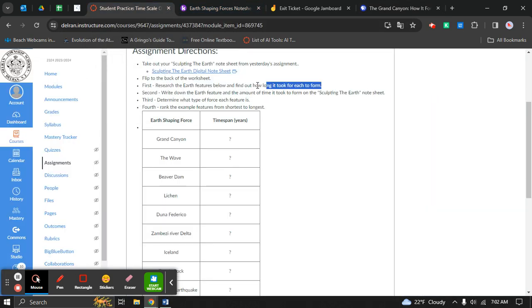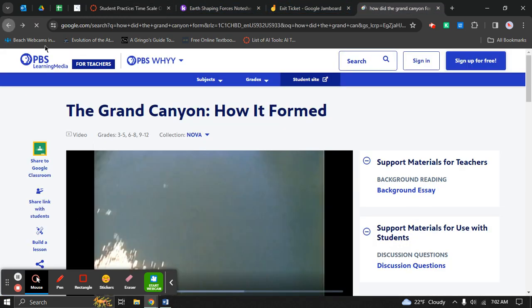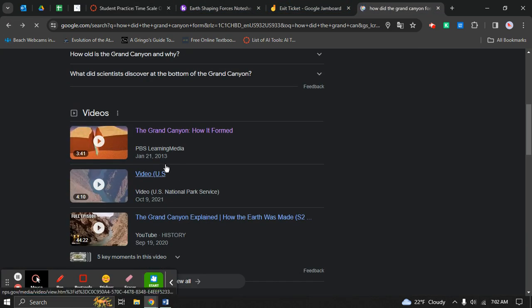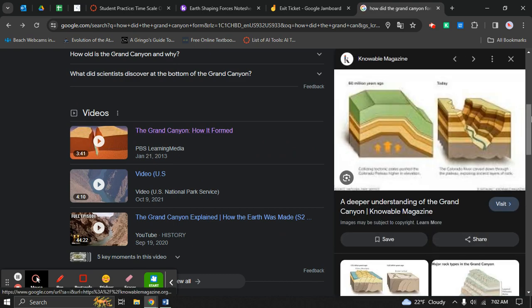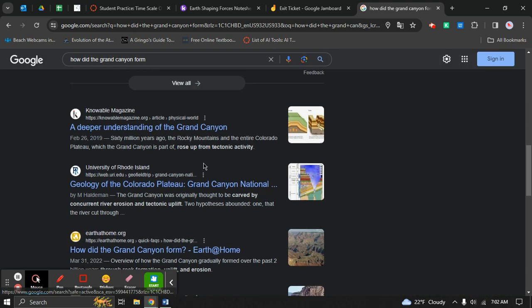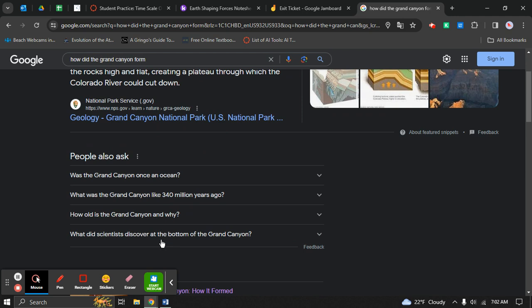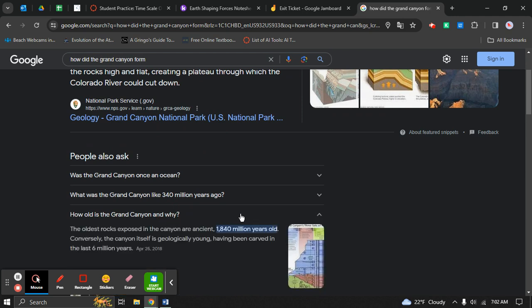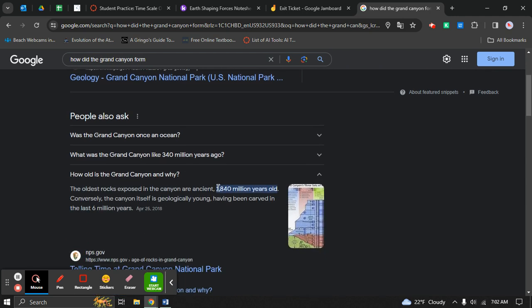What we also need, though, now is how long it took. We figured the second part out, what type of force, the third part. Let's figure out how long it took. So if I go back and do a little more research, right, this is from PBS, that's a good source. Sometimes we get a little bit of help here. How old is the Grand Canyon? It says it's this old. That means that is probably about how long it took to form. It says having been carved in the last 6 million years.